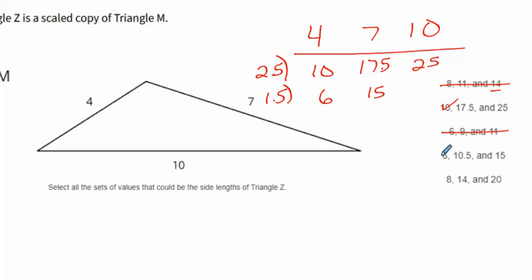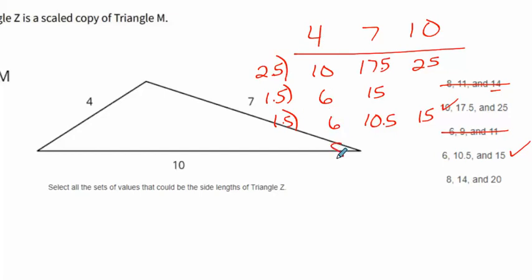Look at the next one. Ooh, if I get 6 again, oh, there's another 1.5. Okay, so 4 times 1.5 gives me 6. And then if I multiply 7 times 1.5, that gives me 10.5. Looking good. And then 1.5 times 10, yep, that gives me 15. That's another good one.